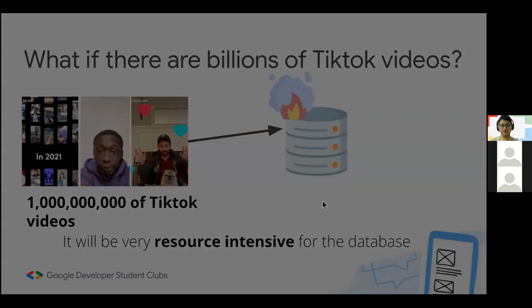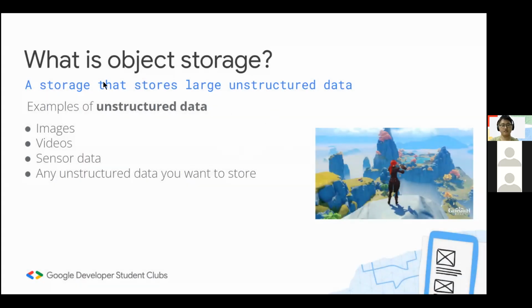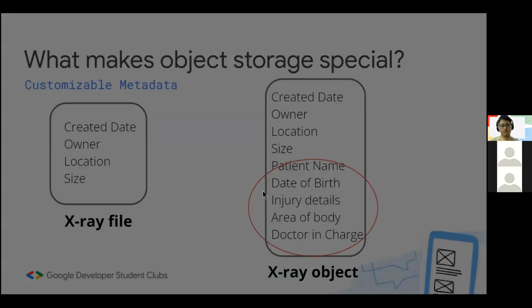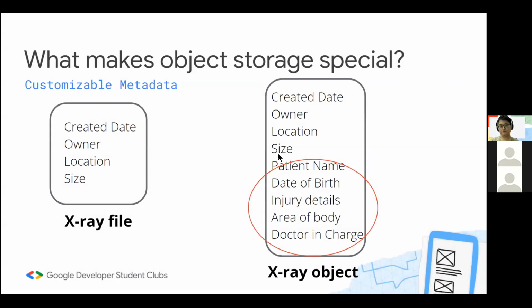So introducing object storage. So essentially, this object storage is a technology, and Google Cloud is using it for their cloud storage service, which I will showcase later. So object storage is basically a storage that stores large unstructured data, such as images you see here, and then videos, sensor data, and Internet of Things data, and any unstructured data you want to store. All right. So what makes object storage special?